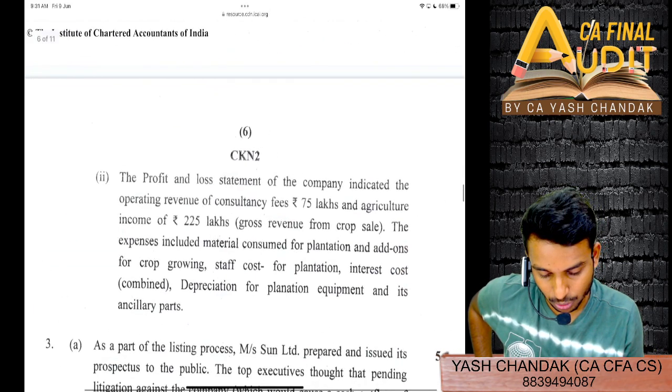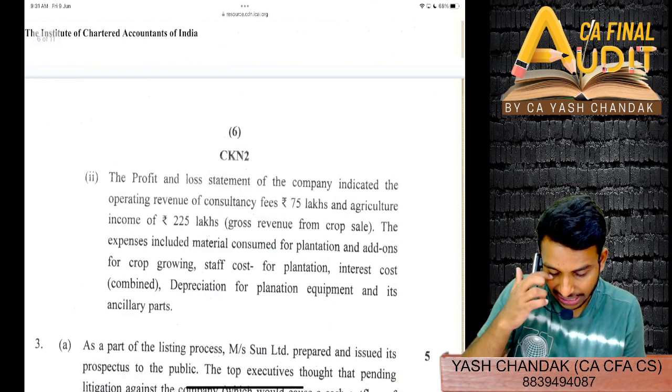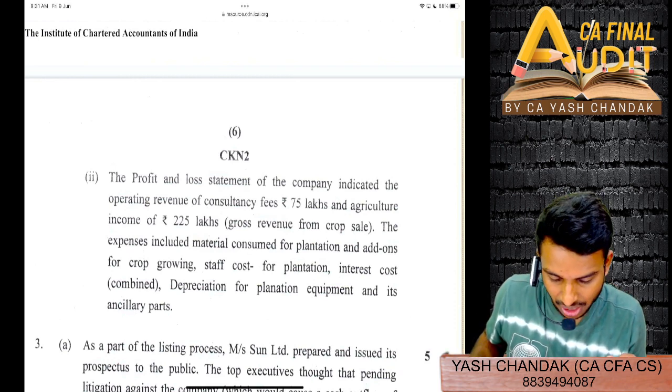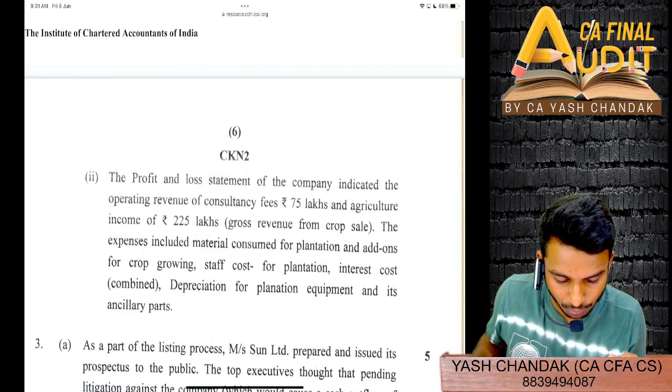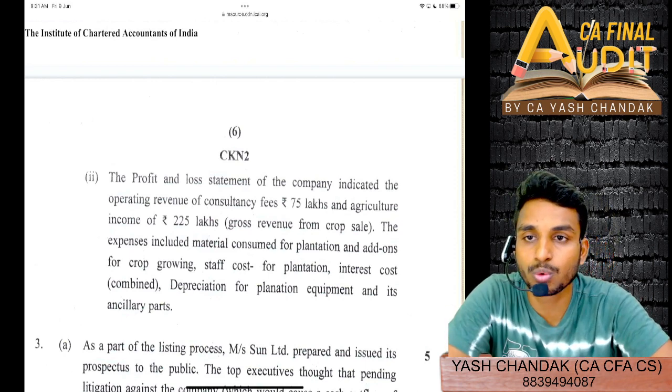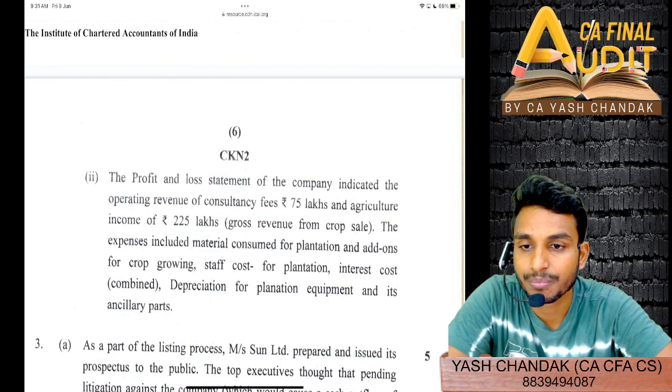Then the second is with respect to the profit and loss account of the company, which indicated operating revenue of consultancy fees 75 lakhs and agricultural income of 225 lakhs. The expenses included material consumed for plantation and add-ons for crop growing, staff costs for the plantation, interest cost, depreciation for plantation equipment and its ancillary part. Second part is easy. Second part you can do. Try to answer the second part first.